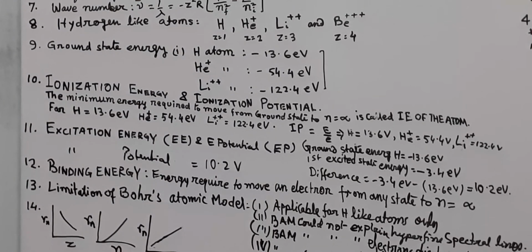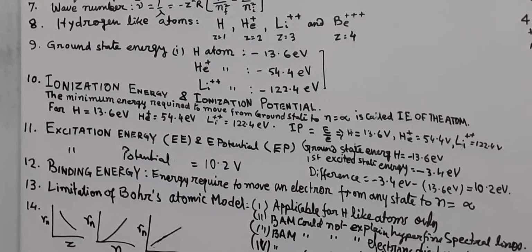Next, number 10, ionization energy and ionization potential. The minimum energy required to move from ground state to n equal to infinity is called ionization energy of the atom. Now, for hydrogen, ionization energy will be 13.6 electron volt, and for helium it is 54.4 electron volt, and for lithium plus plus it is 122.4 electron volt. And ionization potential will be, for hydrogen 13.6, for helium plus 54.4 and for lithium 122.4 volt.